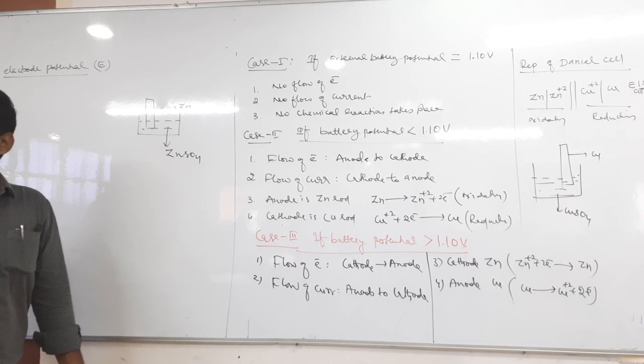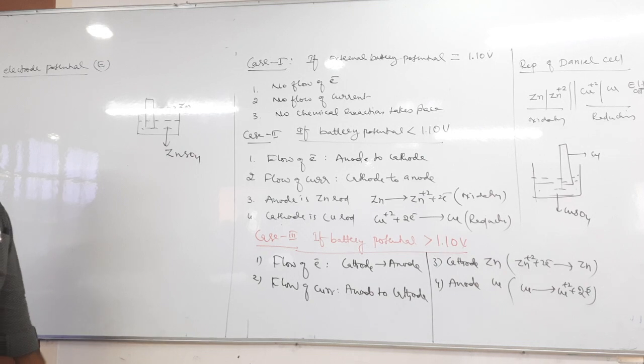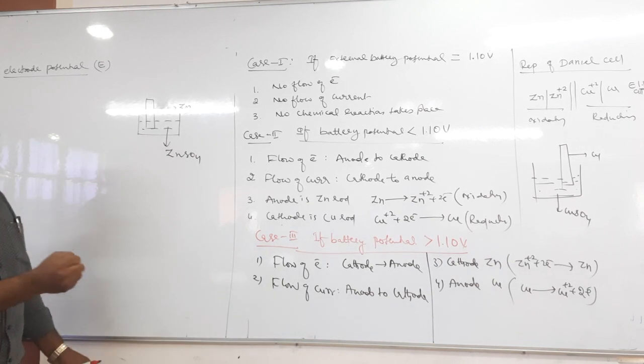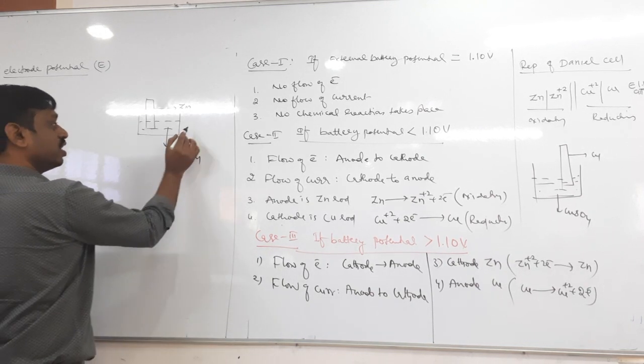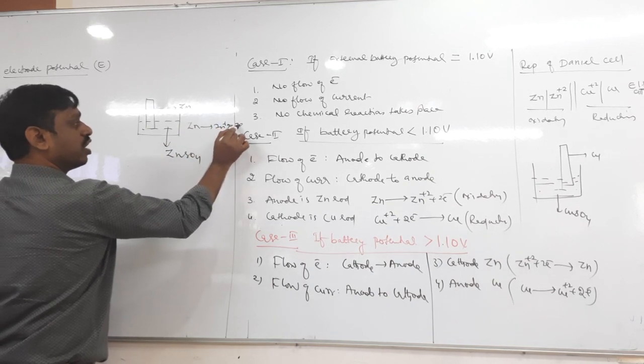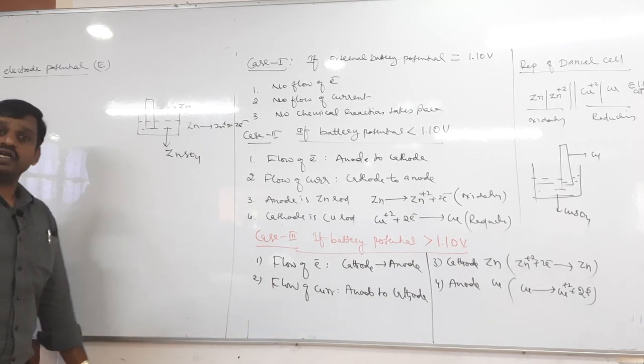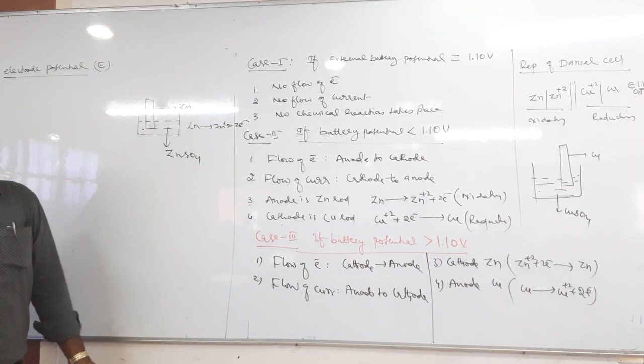Whether the zinc rod undergoes oxidation or reduction? Oxidation. It is the more electropositive metal, so it undergoes oxidation. So the zinc rod undergoes oxidation, which means zinc gives rise to zinc 2+ and 2 electrons. Therefore, when zinc undergoes oxidation, again a potential difference will be developed.